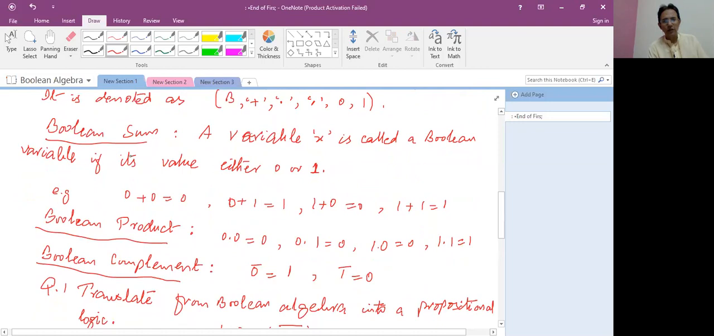Now there are three basic operations. The first is Boolean sum, the second is Boolean product, and the third is Boolean complement. When we find the complement of 0, it is 1, and the complement of 1 is 0.